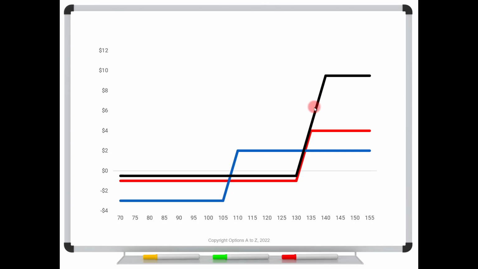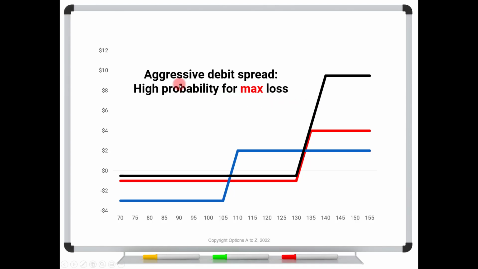So the thing that I want you to think about, probably the easiest definition, is that an aggressive debit spread simply means it is a high probability for the maximum loss. And the higher that probability, whether it's because you move the strikes further out and or because you widened the distance between the strikes, it is becoming more aggressive. So what do you suppose would happen if we were trying to figure out what makes a credit spread aggressive? You might think it's the same thing, but it's the opposite.